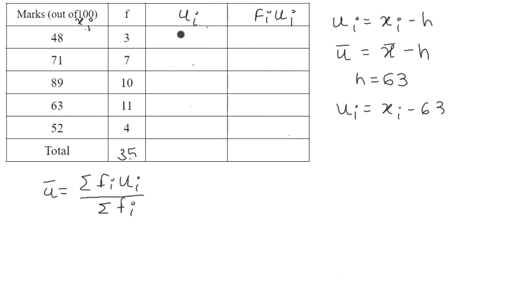So 48 minus 63, that is minus 15. 71 minus 63, that is 8. Similarly 0 and 11. In order to find the summation fiui, we are going to find that column and then we are going to make the total of summation fiui and fi.